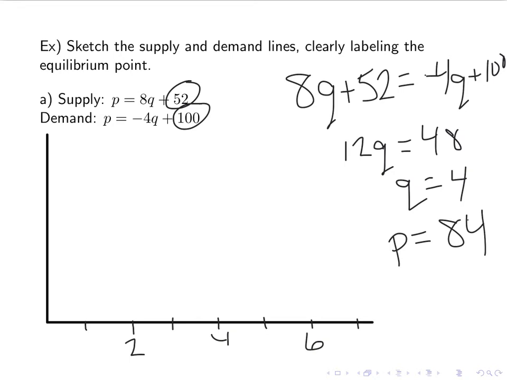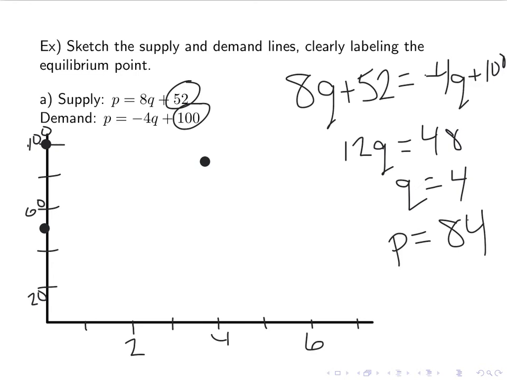So I'm going to go by 20s. I don't really have much room here, so I'm going to try to squeeze it in. I'll label a couple of them: 20, 60, 100. Okay, so I have those, and then I'm going to do my points. For the supply, (0, 52), and it's roughly there. 100 for the demand. So I have my 2 y-intercepts, and then I have my equilibrium point, (4, 84). That's roughly around there. Try to make it as nice as you can. I know no one's perfect though.